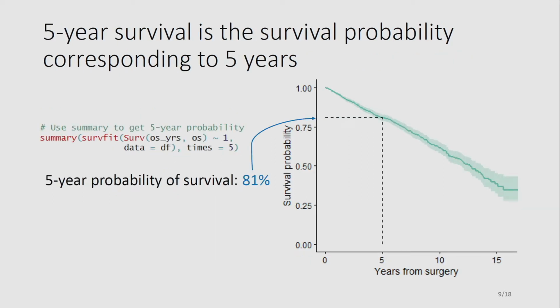Okay, so going back to those two main quantities that I said are of interest to convey prognostic information to patients, let's say we're interested in the 5-year probability of survival. We can get this from our survfit object by passing it to summary, and we have an additional argument, times. You can supply a vector of times. I'm only interested in 5 right now, so I've just said 5. What this gives is the point on the y-axis, the survival probability, that corresponds to where that survival curve is at 5 years. And we find in this example that our 5-year probability of survival is 81%.